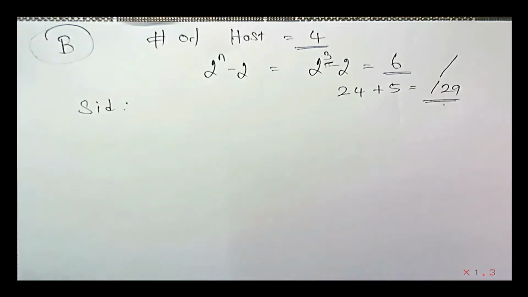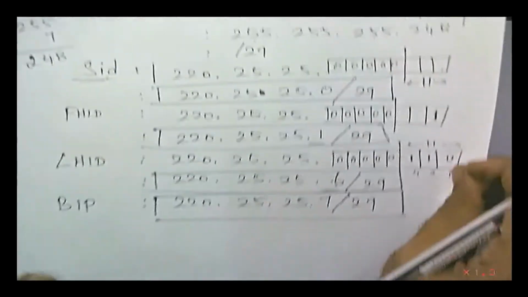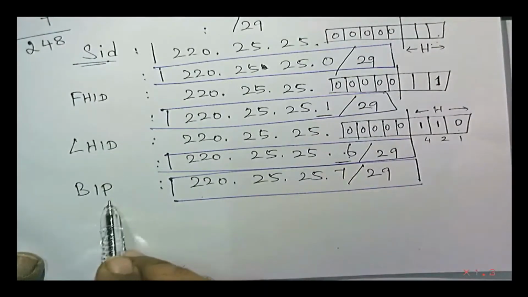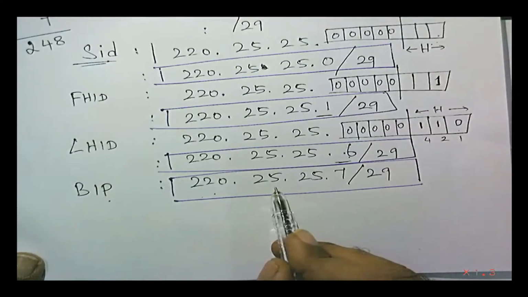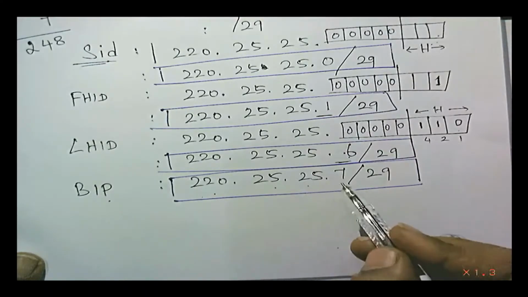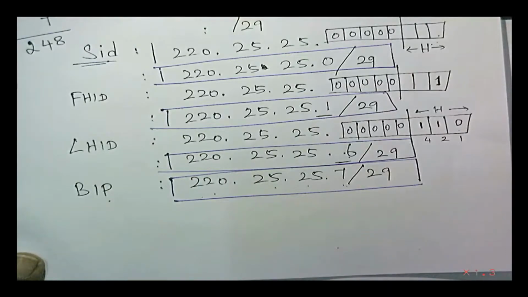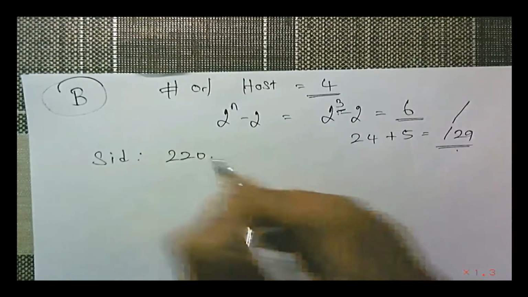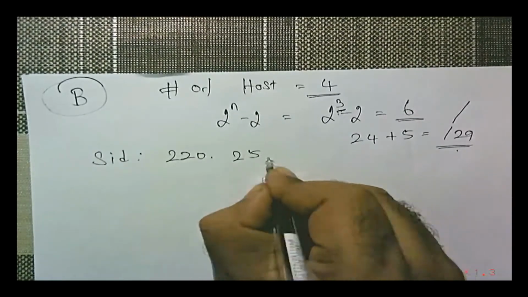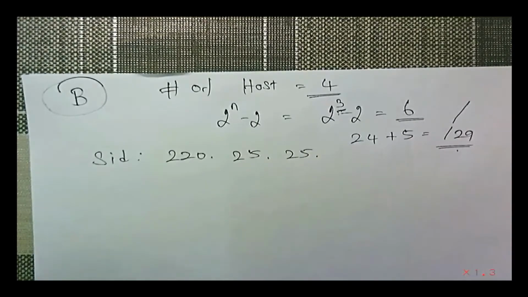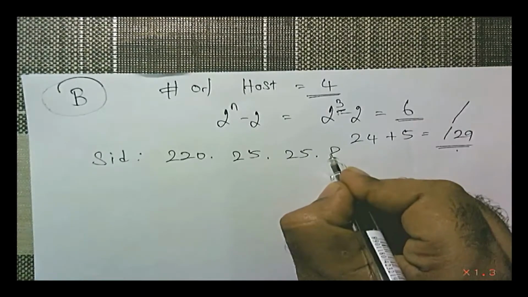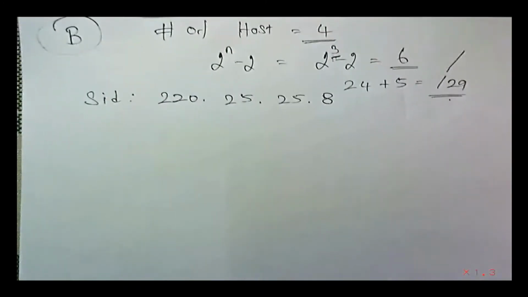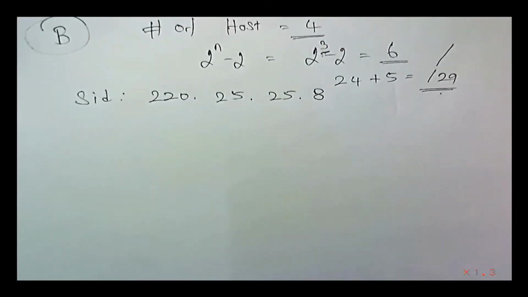Now I'm going for the subnet ID. What we have to do here, see here. In the previous subnet, in the broadcast IP address, we have 220.25.25.7. You have to take the next IP address. So the next IP address is 220.25.25. We stopped there at 7. So now I'm going to take this as 8. I'm going to take 8 as the beginning. That means the first starting address we are going to take is 8.